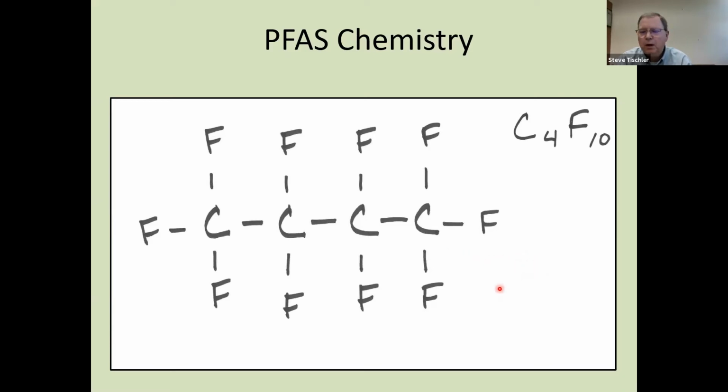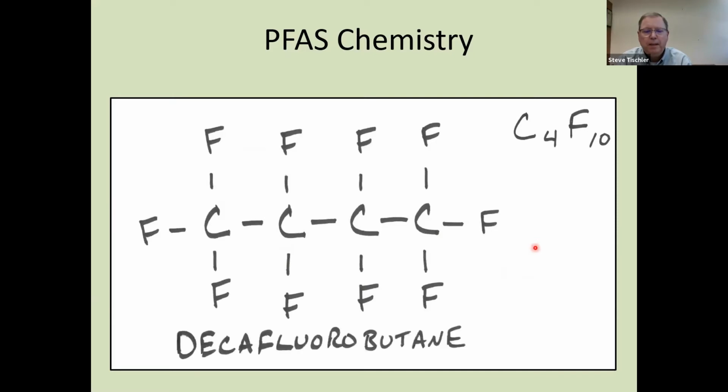Okay, seeing none, so I'll give you the answer. This is 10 fluorines, okay? So 10 fluorines is deca for 10, like a decade. So this compound is decafluorobutane. 10 fluorines and 4 carbon chain, decafluorobutane, C4F10. Everybody following me? I'll assume that you're all shaking your heads yes. Any questions at this point?